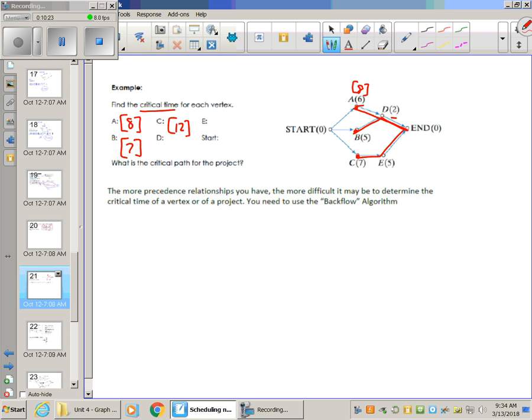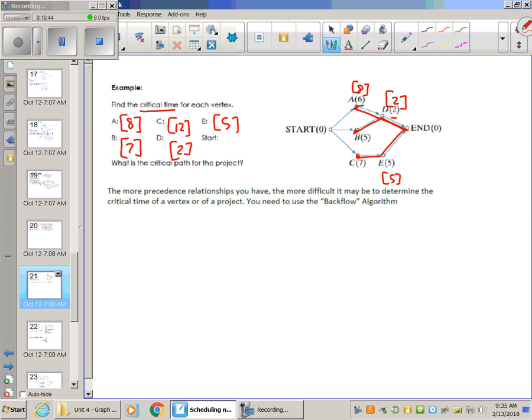All right, for D, well, D is pointing straight to the end, so its critical time is just the same as its processing time, 2. Okay, and then lastly, E, well, E's pointing to the end as well, so its processing time is the same as its critical time as well. It takes 5 hours for it to reach the end, the longest path.